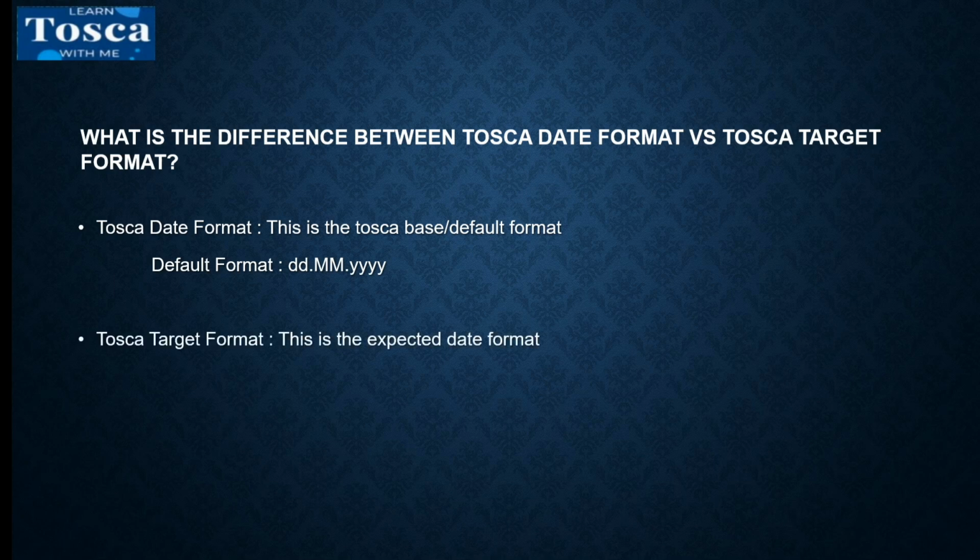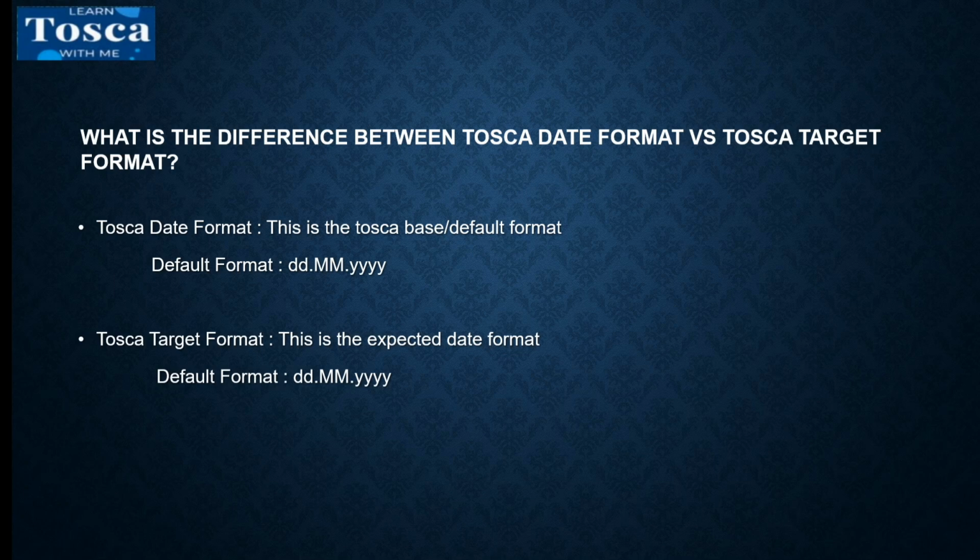And Tosca target format is the expected date format. So, for example, your application will expect any date format which is different from the base format. This target format also will take the same dd.mm.yy, but if your application under test is using some different format, then you can use a Tosca target format.